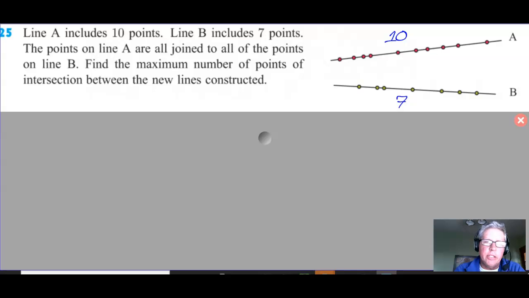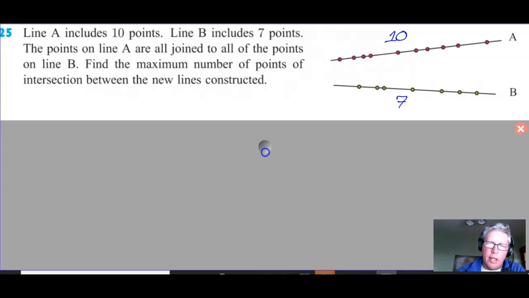So line A includes 10 points. Line B has 7 points. The points on the line A are all joined. And so can you just see all the lines? Just all over the place. You know, this one is just everyone. So how many points of intersection? Whoa, that's kind of amazing.